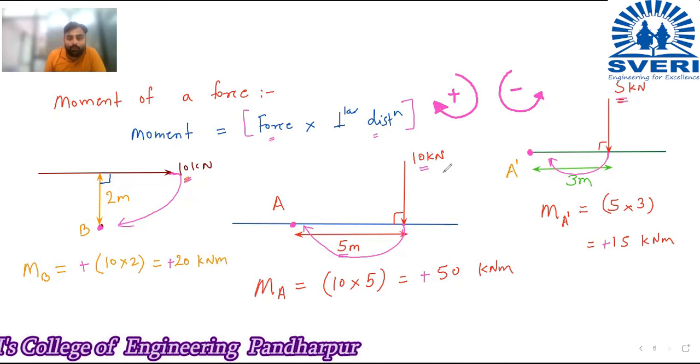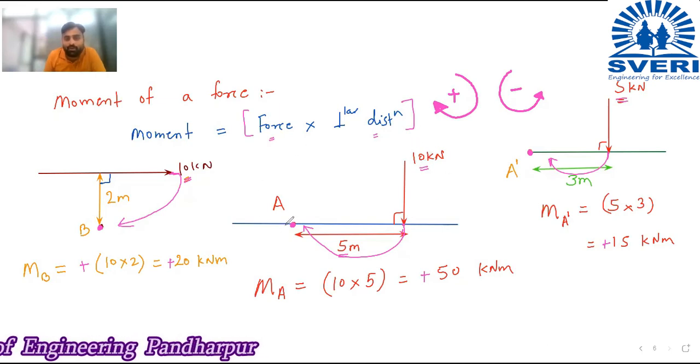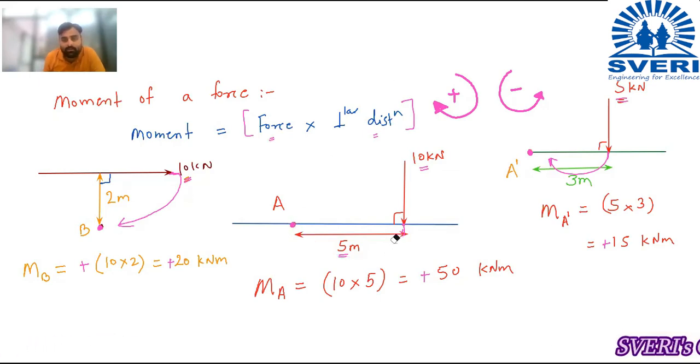Now come to our first figure. 10 kilonewton force, we are taking the moment at point A. Okay. So now I will erase this, just a moment.